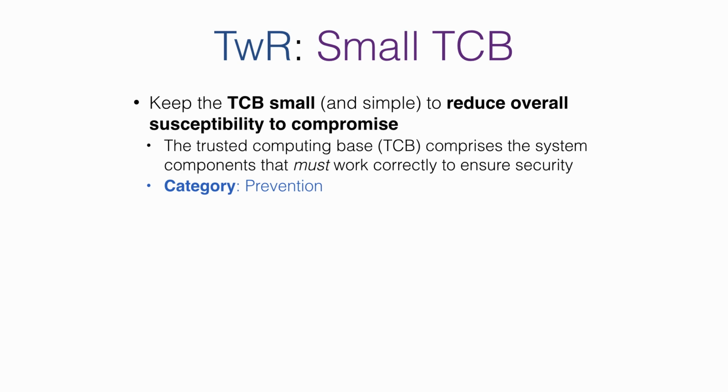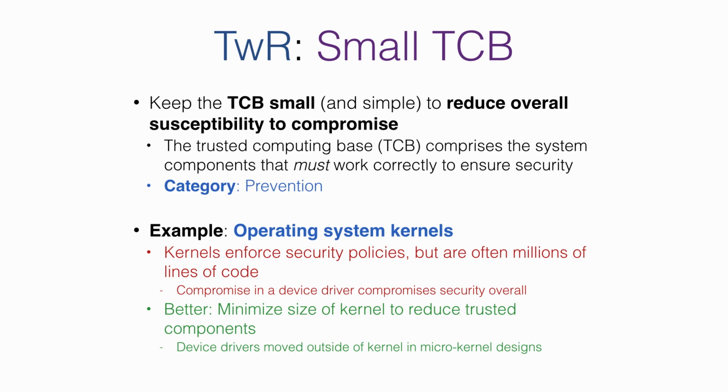Now, we would like to keep the trusted computing base small and simple to reduce its overall susceptibility to compromise. The idea is that a small, simple trusted computing base is easy for a human analyst to reason about and argue that it is correct. It should also be easier for an automated tool to establish that the trusted computing base is correct. Unfortunately, today, operating system kernels, returning to our example, are not small and simple. Instead, they are often millions of lines of code.